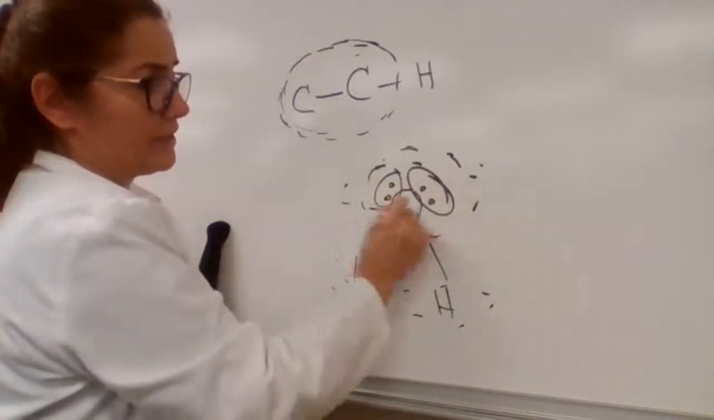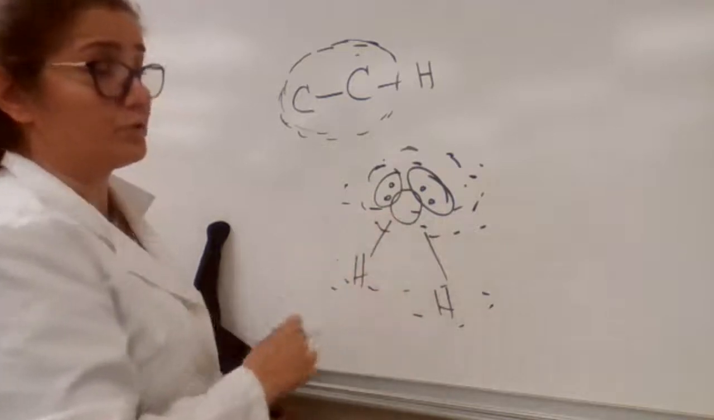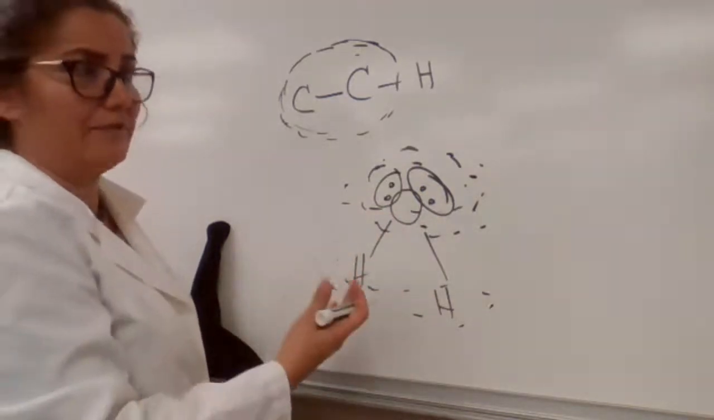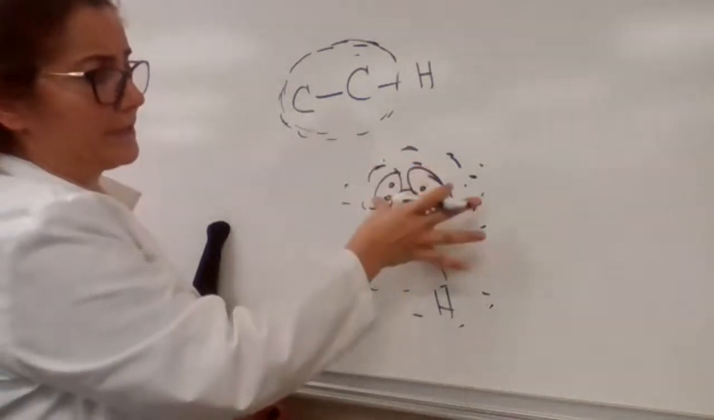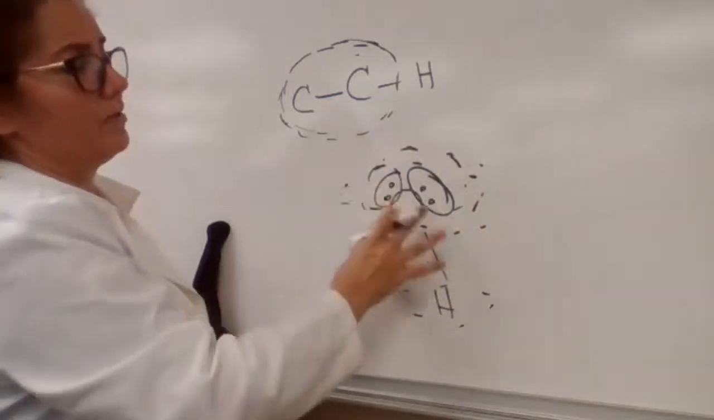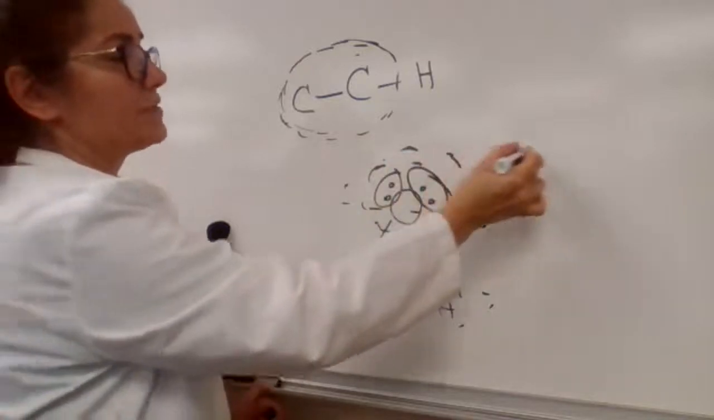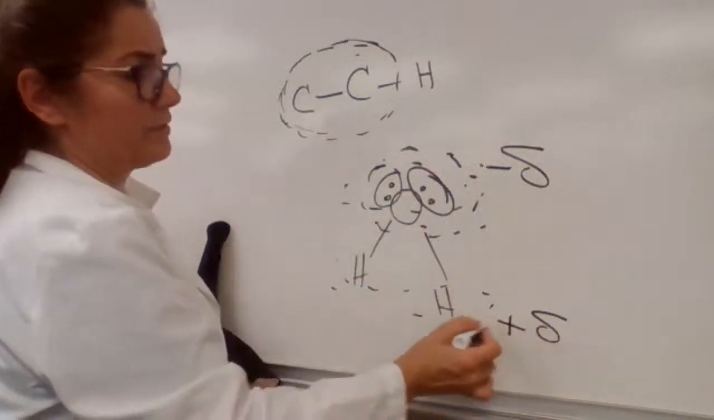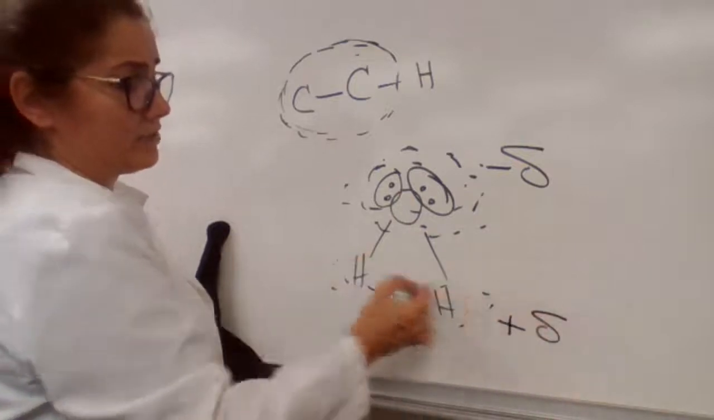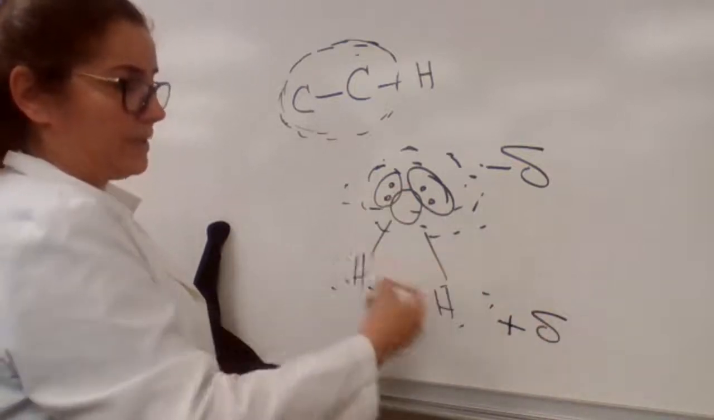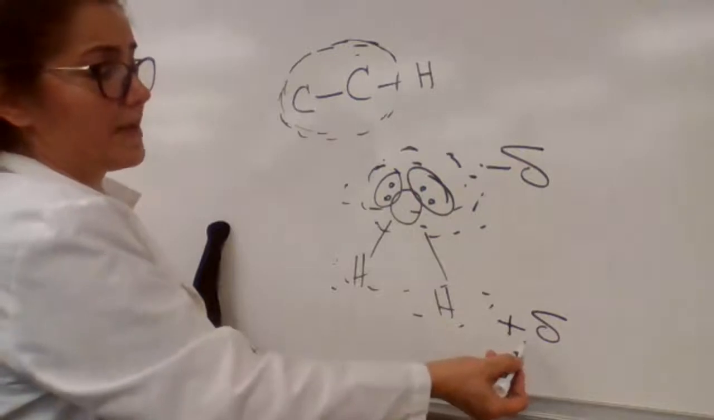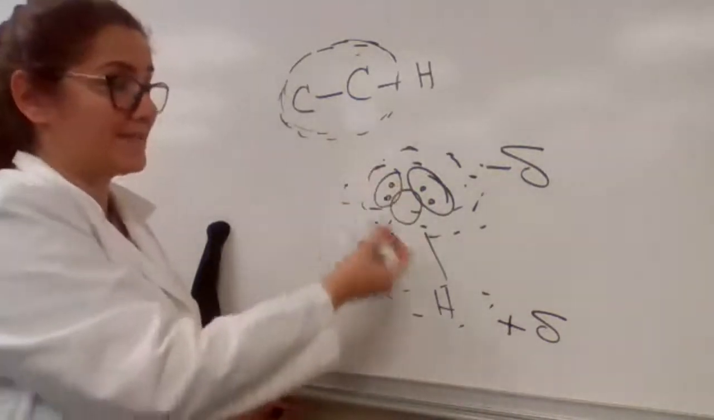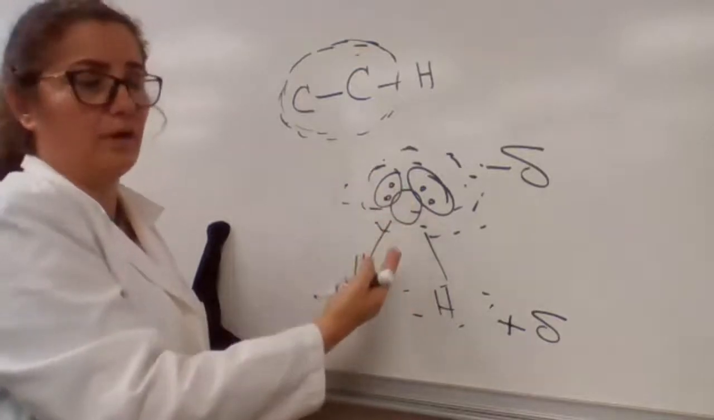So the electron distribution is not even. And since electrons carry negative charge, the side of the molecule that has higher electron density is going to have a partially negative charge. And this side of the molecule, with lower electron density, is going to have a partially positive charge. So as a result, this molecule is said to be a polar molecule.